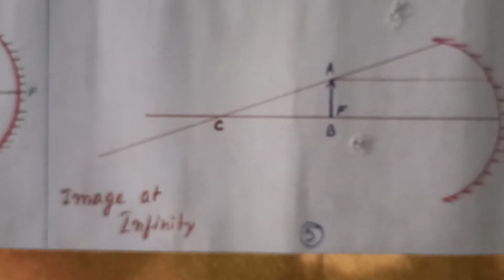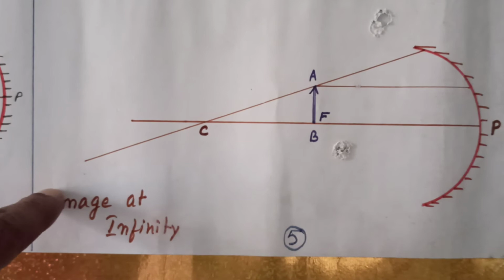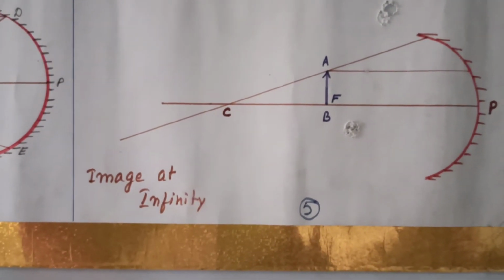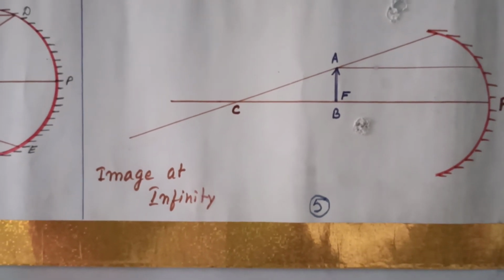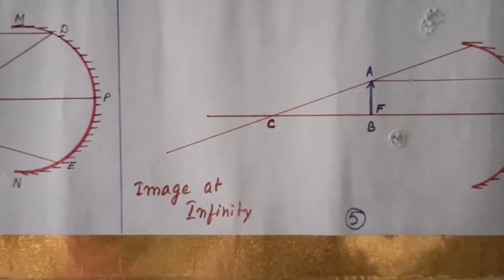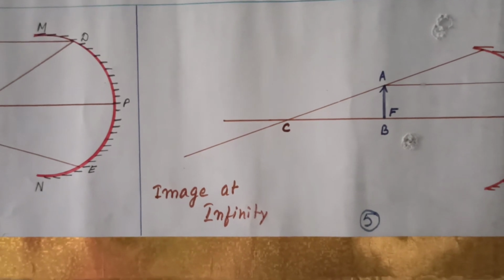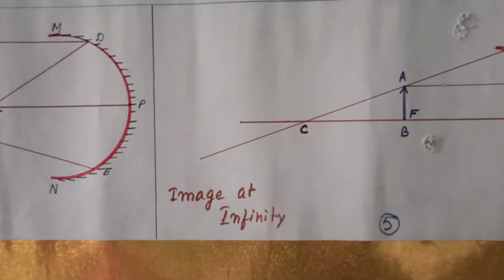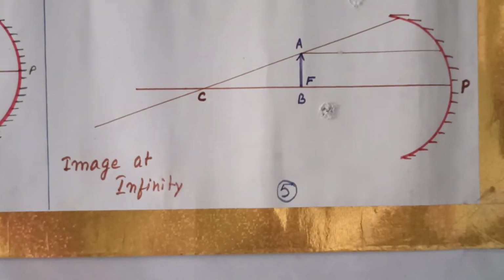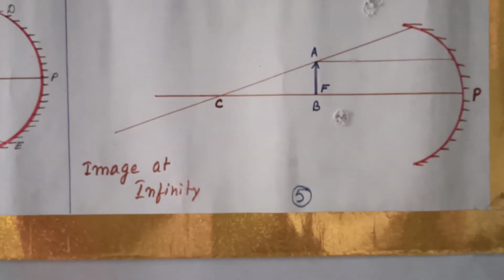But the point is here, I have not drawn the image here. It is because the image is very far. That is, the position of the image is at infinity. And it is highly enlarged, means it is very big. And what is the nature of the image? The nature of the image is real and inverted again.